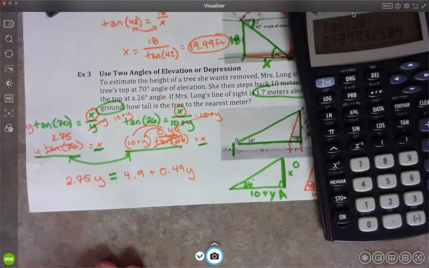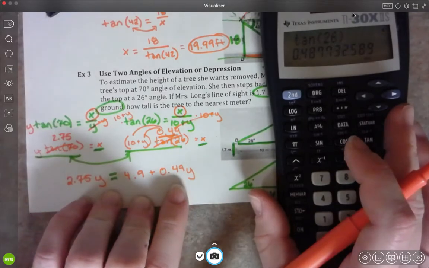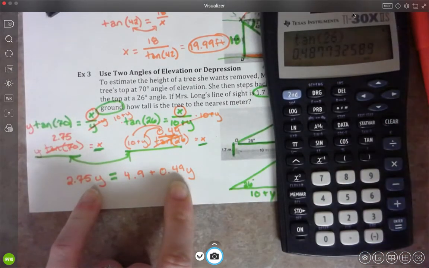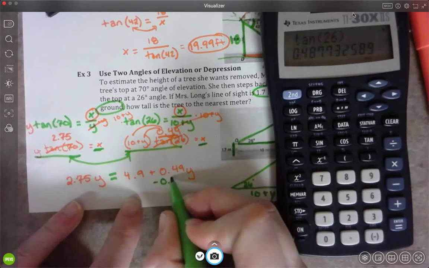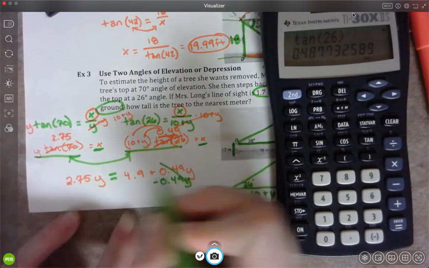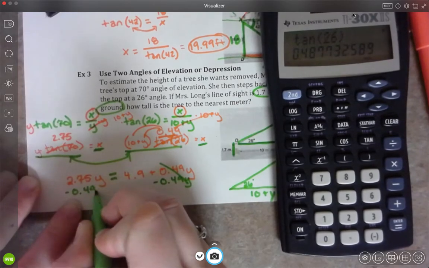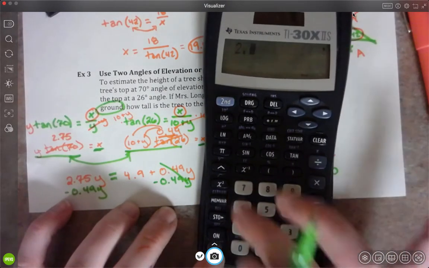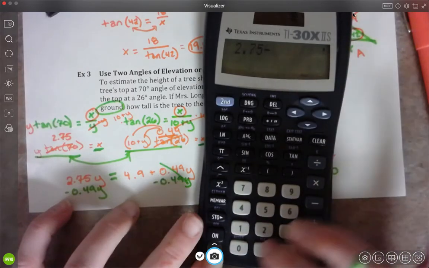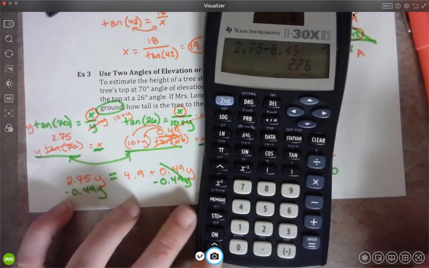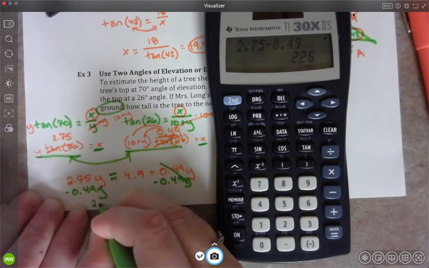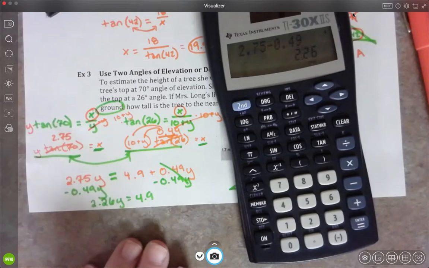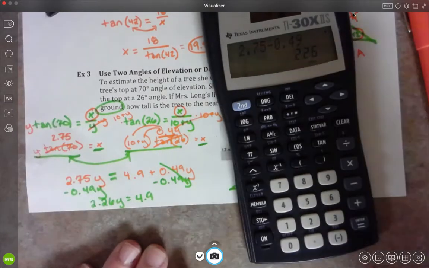It's got some decimals, but then I want to join my y's together. So I have a y here and a y here, and I'm going to move the 0.49y to the other side. And 2.75 minus 0.49 is going to give me 2.26y equals 4.9.